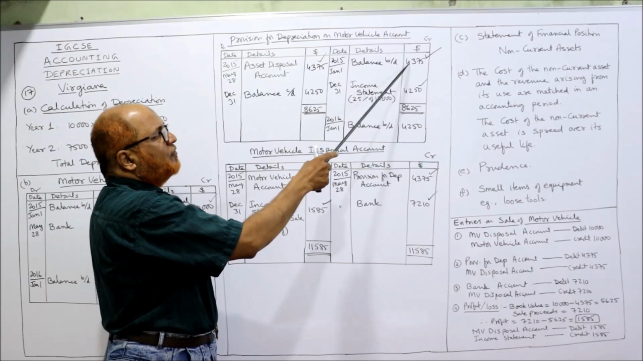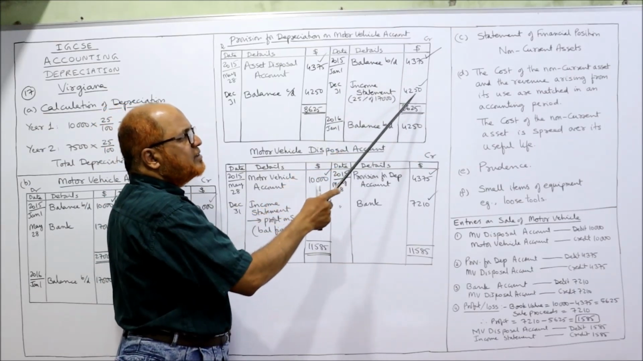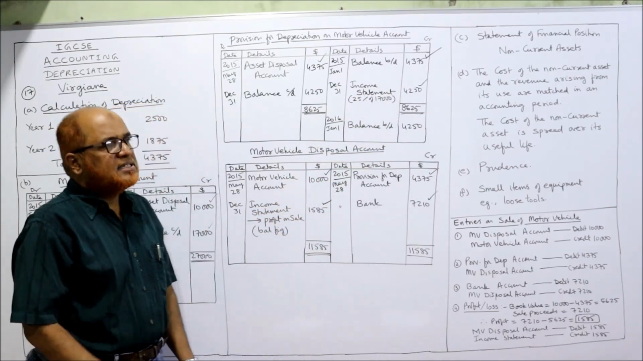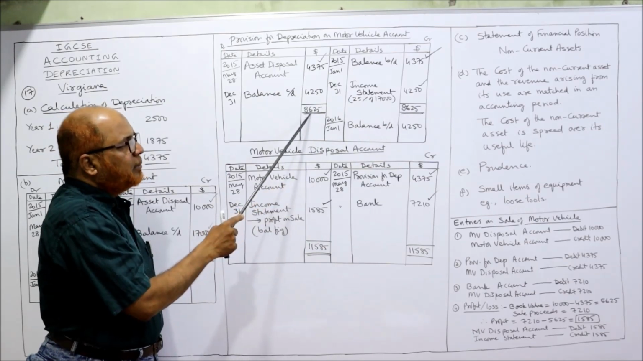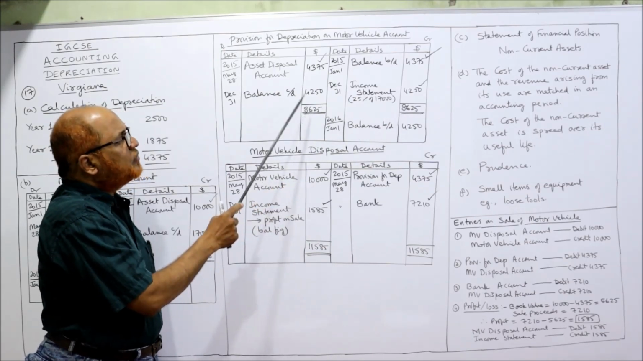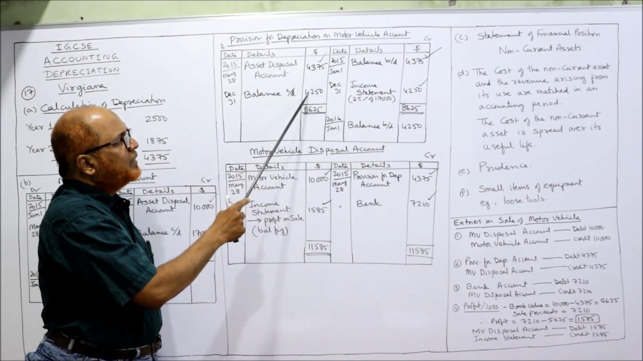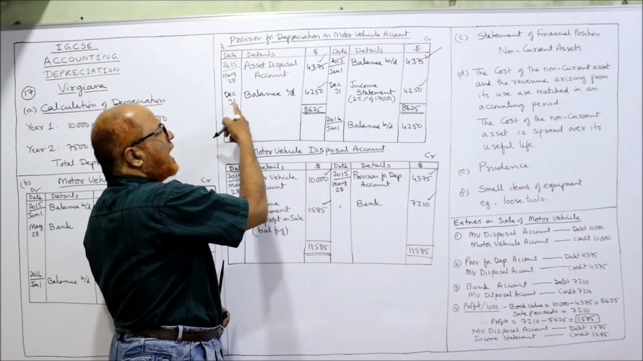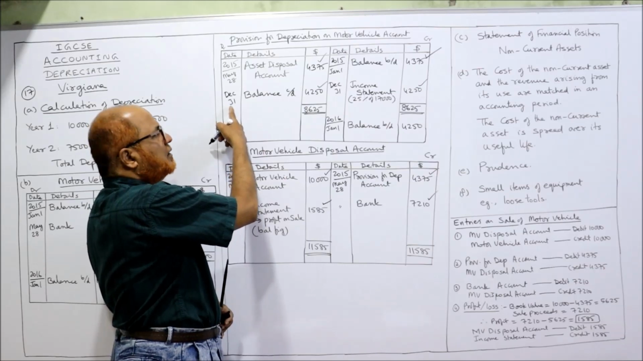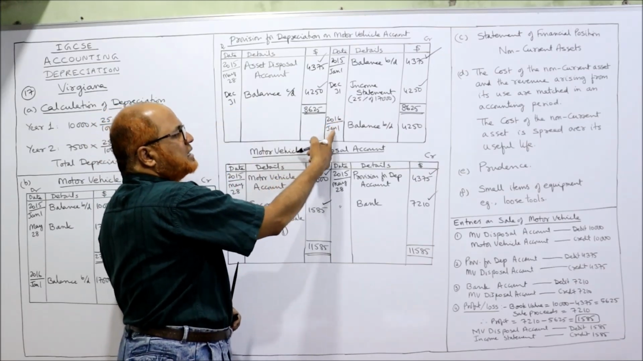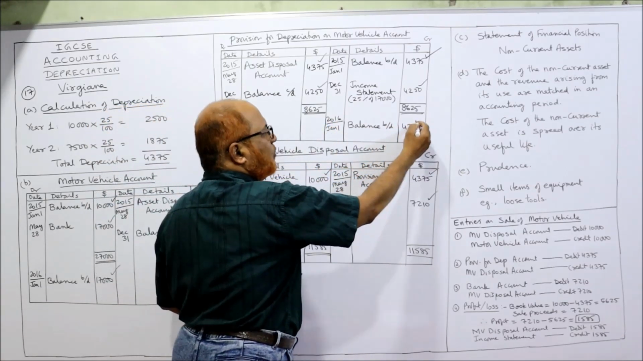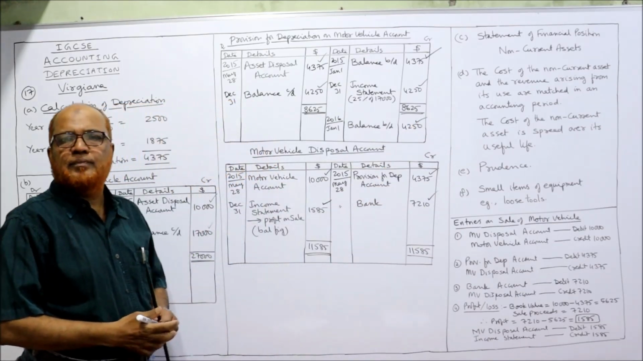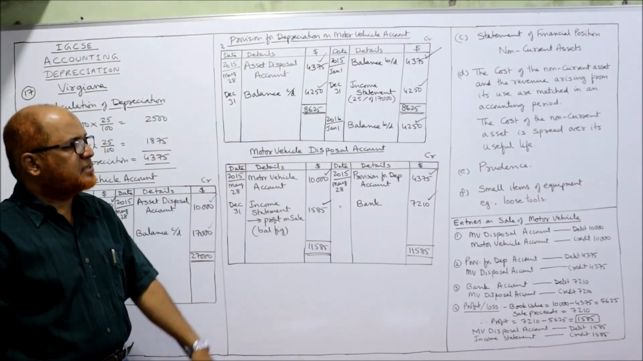Now take the total. 4375 plus 4250, you will get 8625. Same 8625, you take it on the debit side. Now 8625 minus 4375, the balancing figure is 4250. This is the balance carried down on the last day. Now next year 2016 January 1st balance brought down 4250. That's all. So we have completed provision for depreciation.